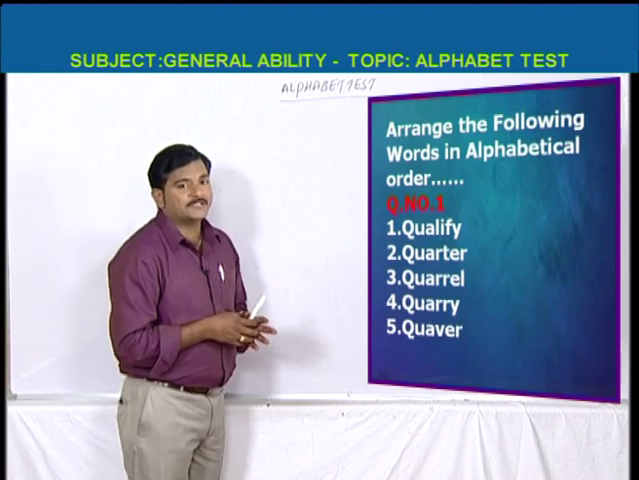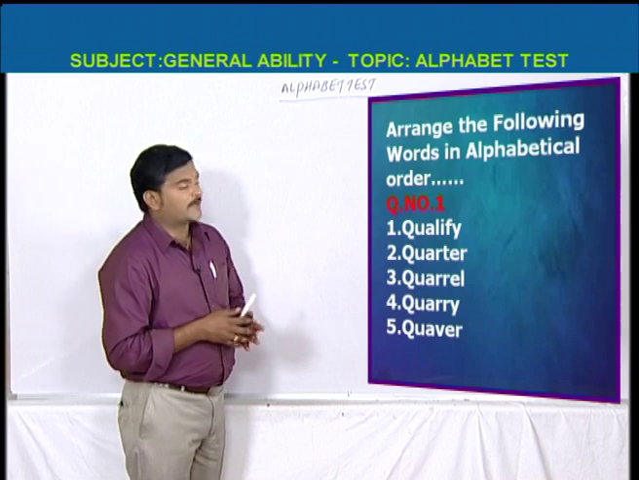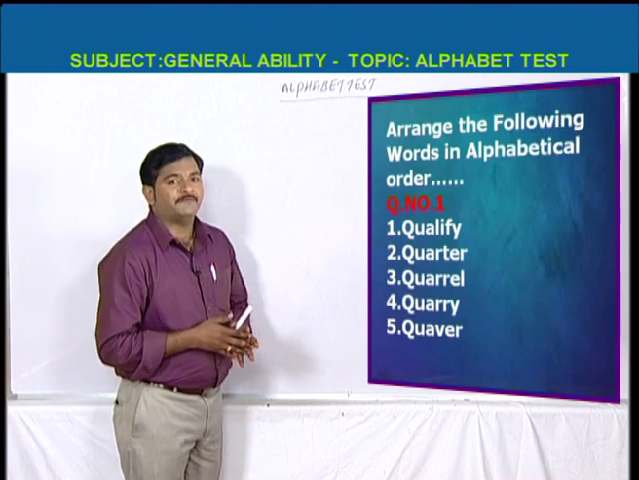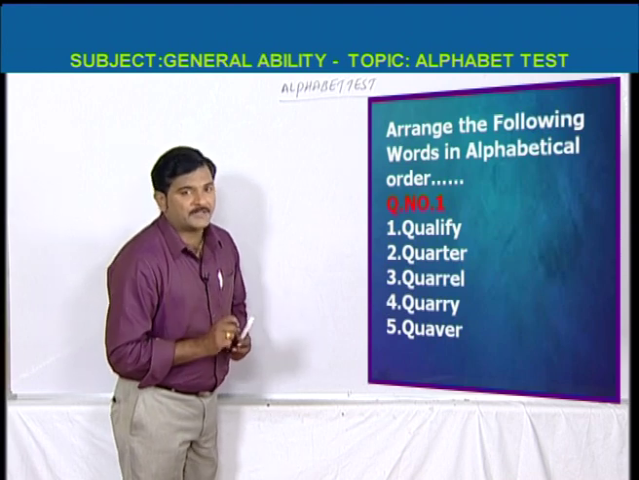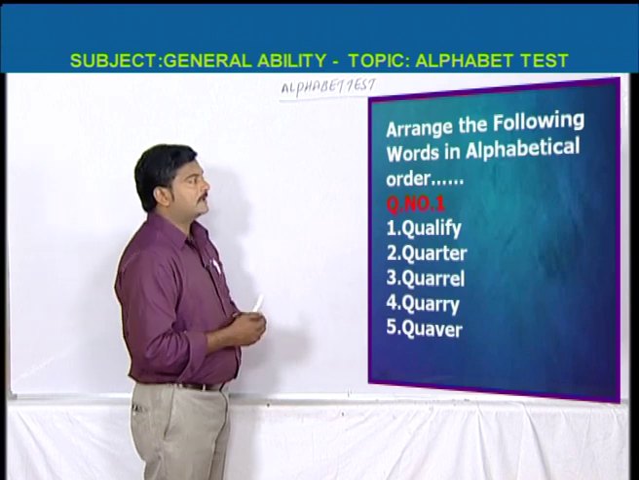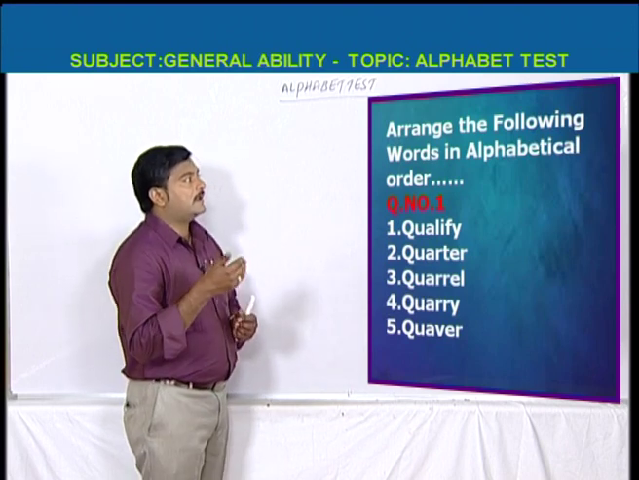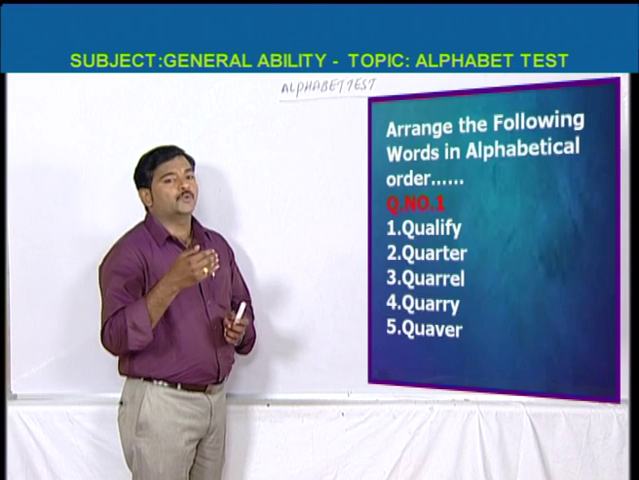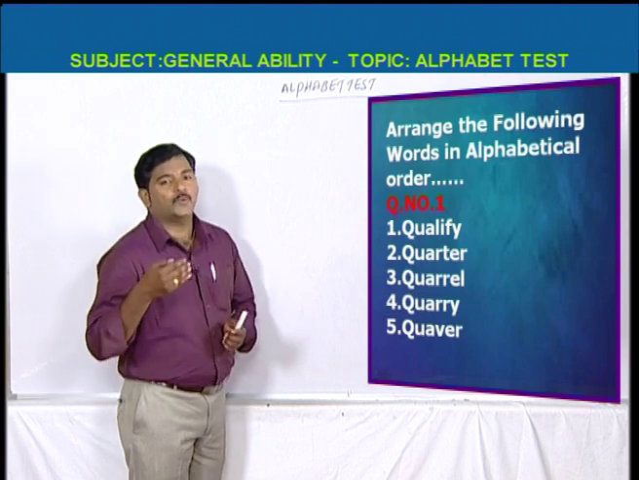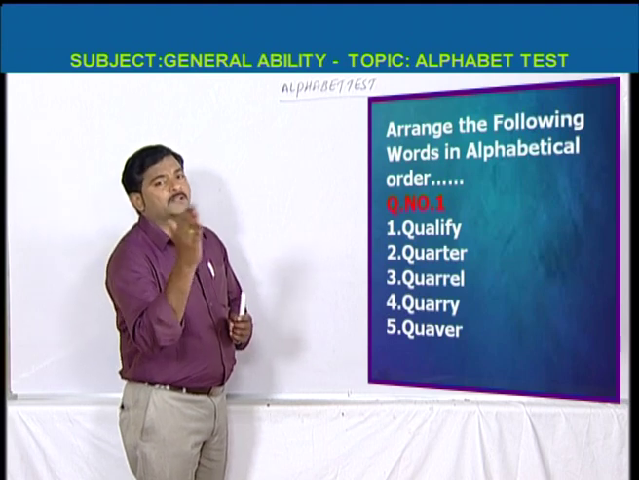The next word he has given is query, and the next one is quaver. Here spelling is very important. Now if you observe, all the given 5 words start with QUA only. You have to eliminate all the common letters.